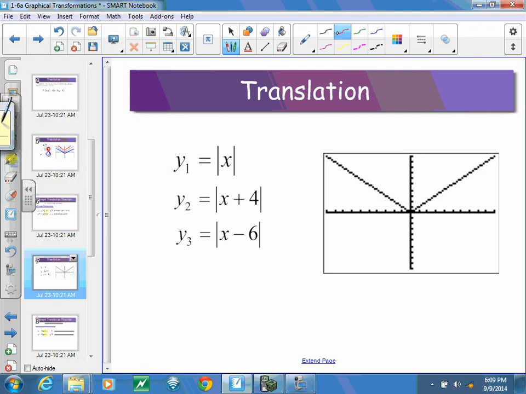What we have going on here is what we call inside change. And inside change is opposite of what's being done here. So x plus 4, even though we think it might move to the right 4 units, it's actually moving to the left 4 units. Here, if I take x minus 6, I'm actually moving to the right 6 units.